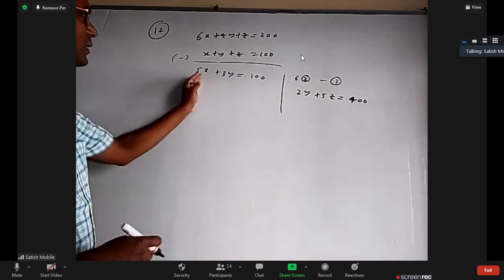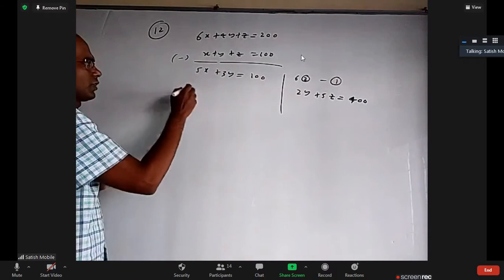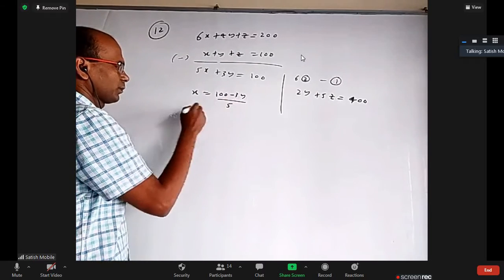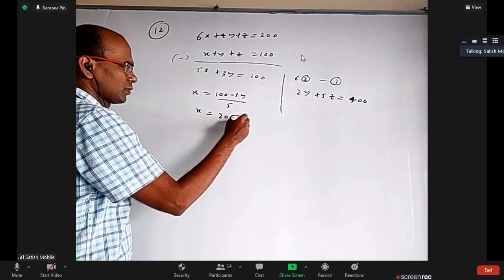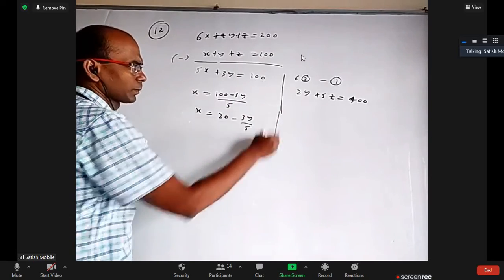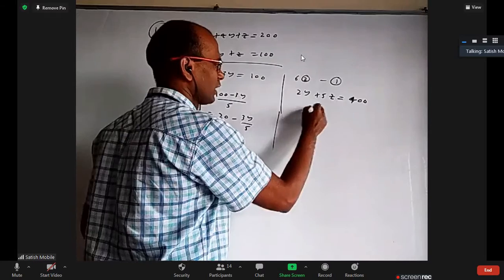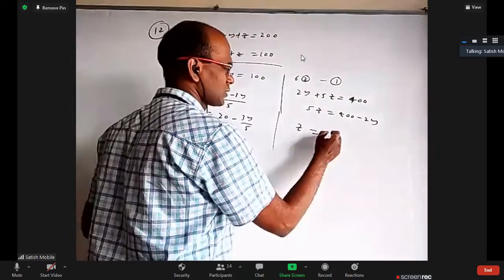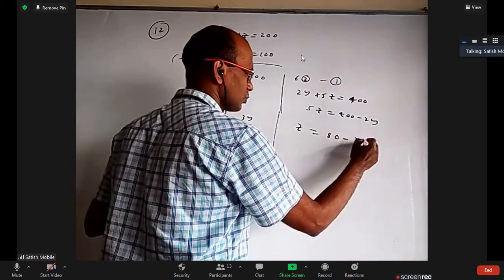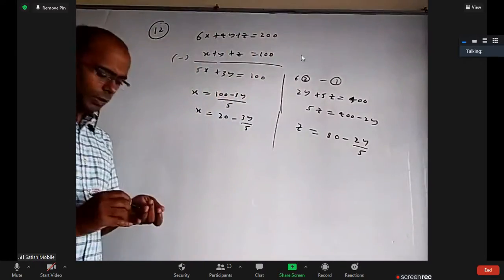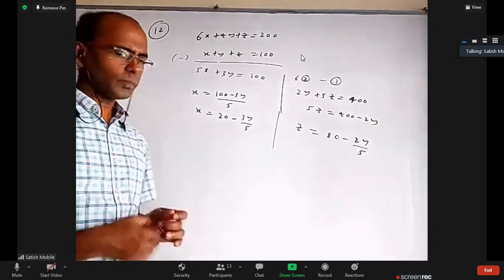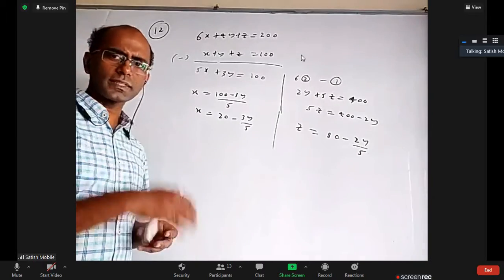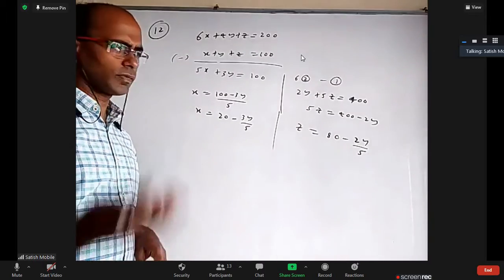In fact, we can express x in terms of y and z in terms of y. For example, x can be written as (100 minus 3y) by 5, that is 20 minus 3y by 5. Here 5z is equal to 400 minus 2y, so z is equal to 80 minus 2y by 5. So you can take y any real number, then you will get a solution for x and z. I wrote x and z in terms of y. Somebody can write x and y in terms of z, or y and z in terms of x.